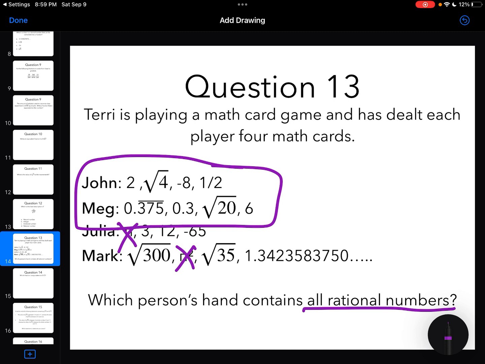It can have repeating decimals. Those are rational numbers. It can have fractions. That'll work. It can have whole numbers. It can have negative numbers. So I'm looking really close at these two.